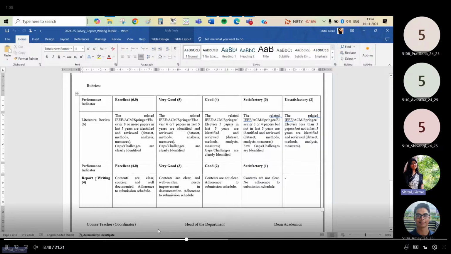Then report writing: excellent work would be given 4 marks, where the contents are clear, concise, and well documented, along with the submission schedule. This is the rubric to be followed.